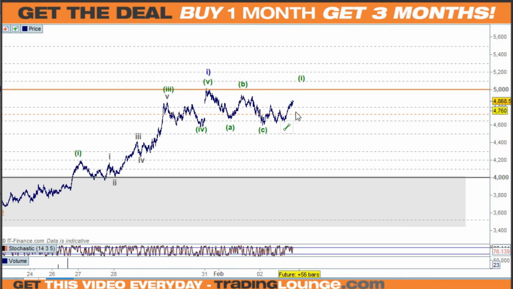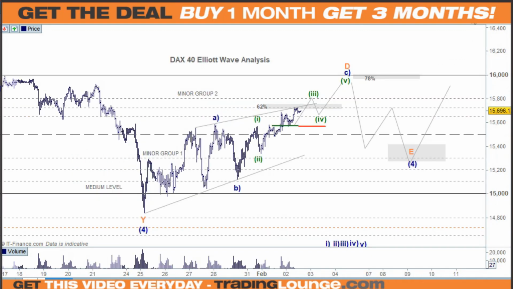So I think that we can build in a trade right now, and then we'll also look to build in above the level here as well, but we'll get to that. Okay, so that's natural gas, and that's the DAX.